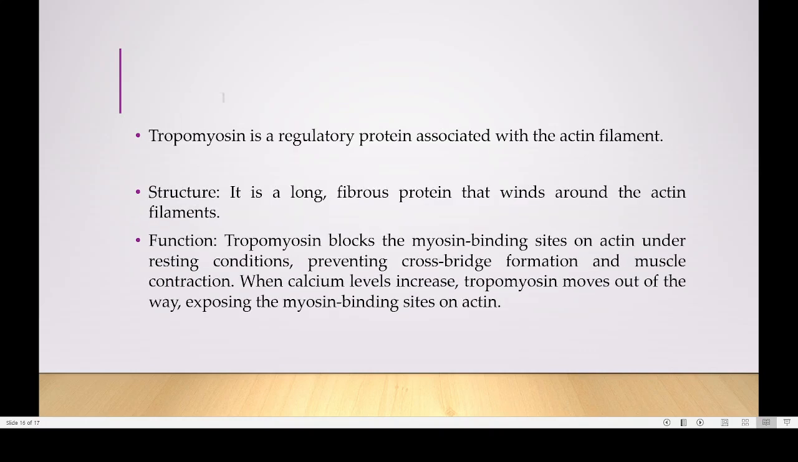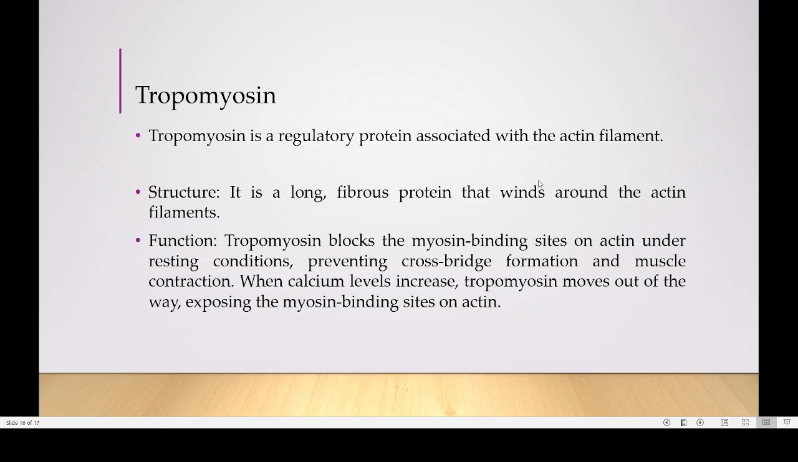Now the third is tropomyosin. Tropomyosin is a regulatory protein. The primary proteins are myosin and actin. They are mainly involved in muscle contraction, but there are a few other proteins, known by the name tropomyosin. The function of tropomyosin is mainly the regulation of muscle contraction. That is why they are known as regulatory proteins.